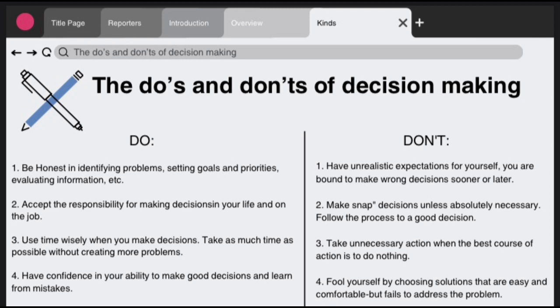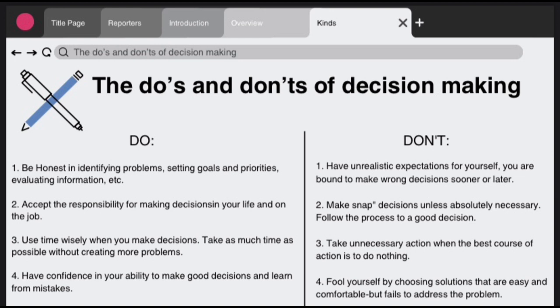Do's and don'ts of decision making. Be honest in identifying problems, setting goals and priorities, and evaluating information. Accept the responsibility for making decisions in your life and on the job. Taking responsibility for decisions in your life and at work means acknowledging that you have the power and authority to make choices that impact your situation.